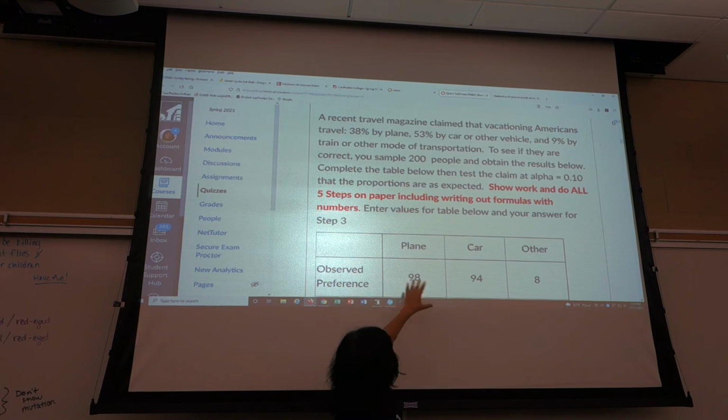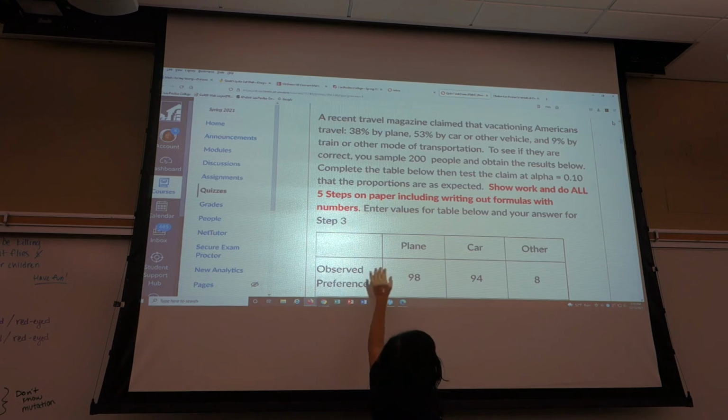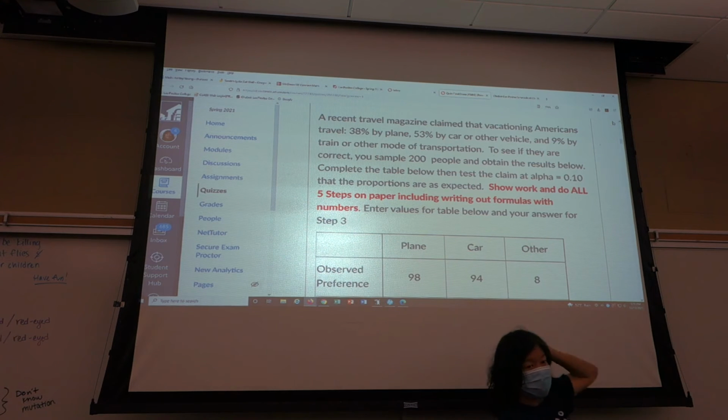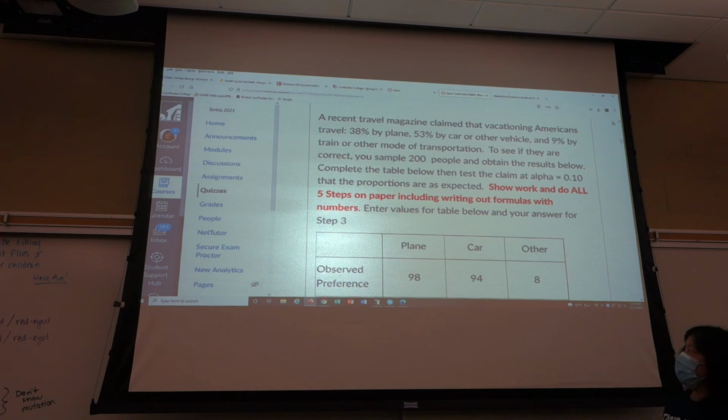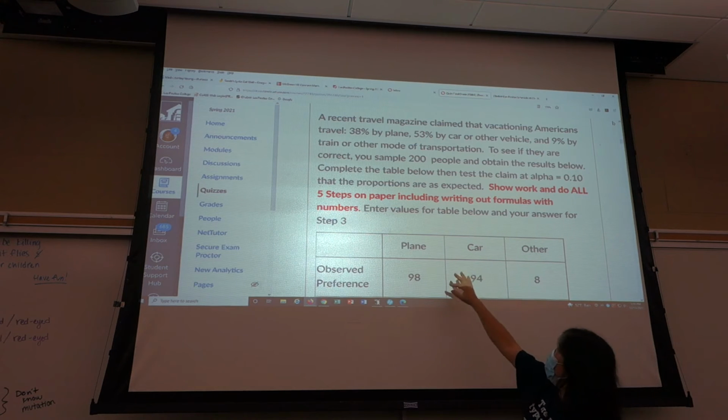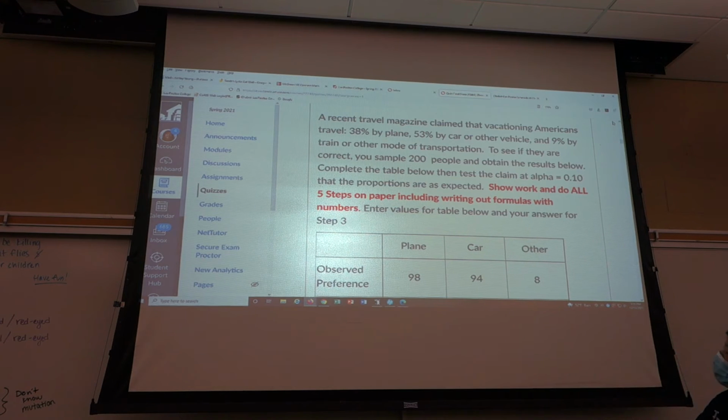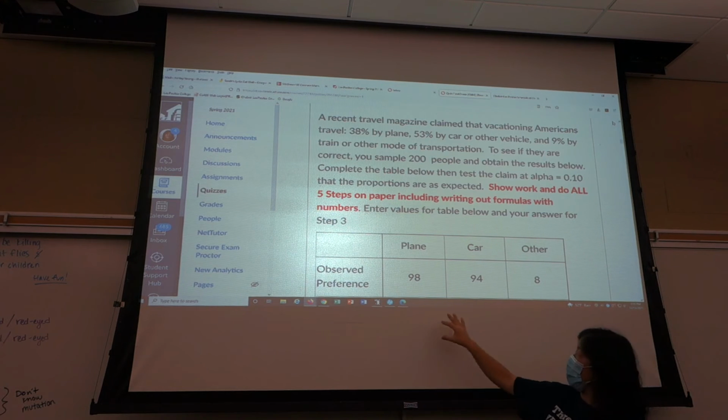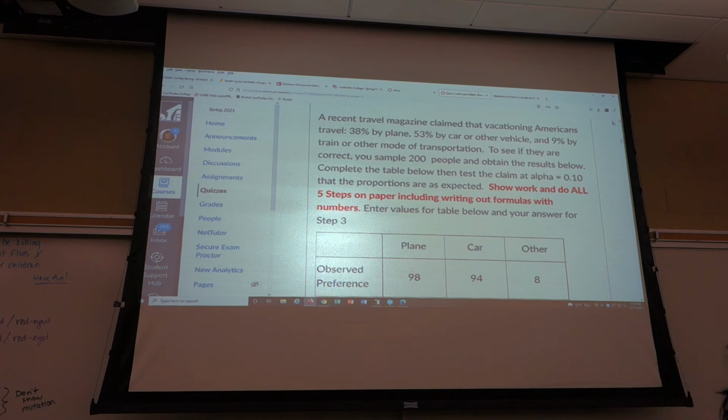Because I don't have a matrix. I just have one line of data. So I just have observed. I have 3 categories. So this is a chi-squared list. These are my 3 categories. So I need to find the expected values. So everybody compute the 3 expected values for these ones. Do that now.